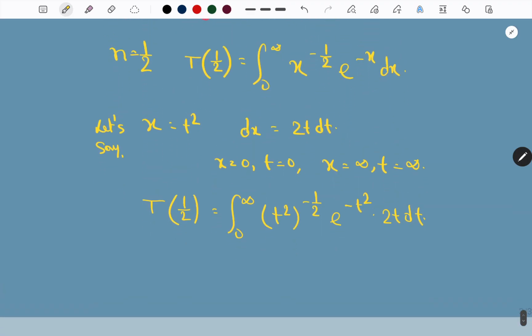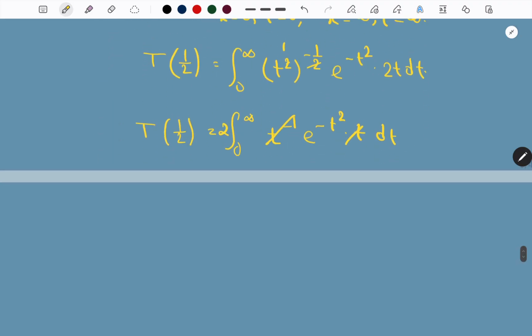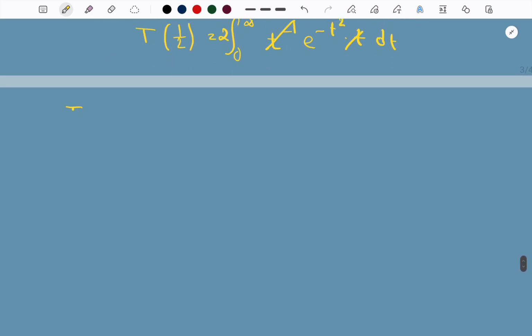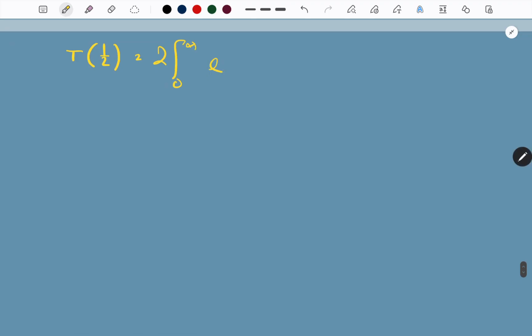So again, if we further evaluate, tau of 1 by 2 will be equal to the integral from 0 to infinity. This 2 will get cancelled, and there will be a 2 outside, and this will become t to the power minus 1 e to the power minus t square into t dt, and hence t and t inverse will get cancelled. So basically we are left with tau of 1 by 2 is equal to 2 times the integral from 0 to infinity of e to the power minus t square dt.